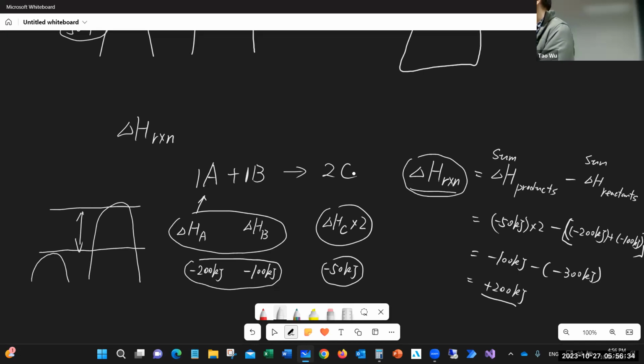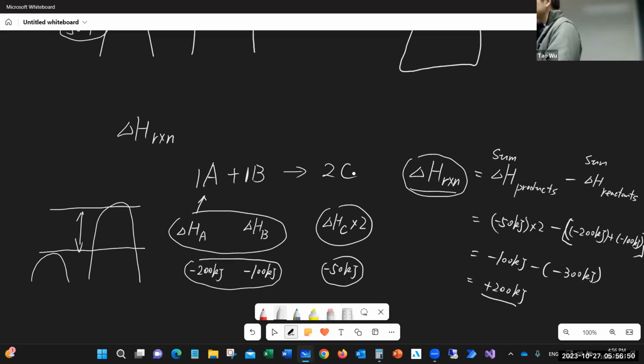Is it enthalpy or entropy? This is the enthalpy, not entropy. Are those two different things? Yeah, different things. This is enthalpy. Entropy we will talk about in the Chem 2 class, not in Chem 1. So are you clear?